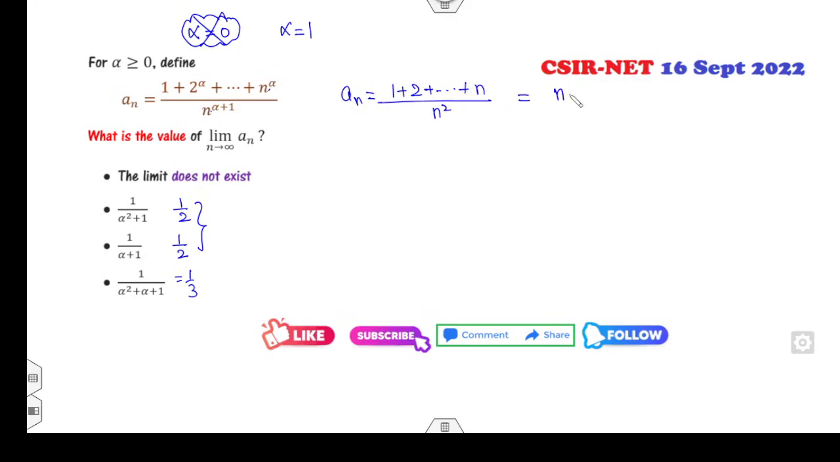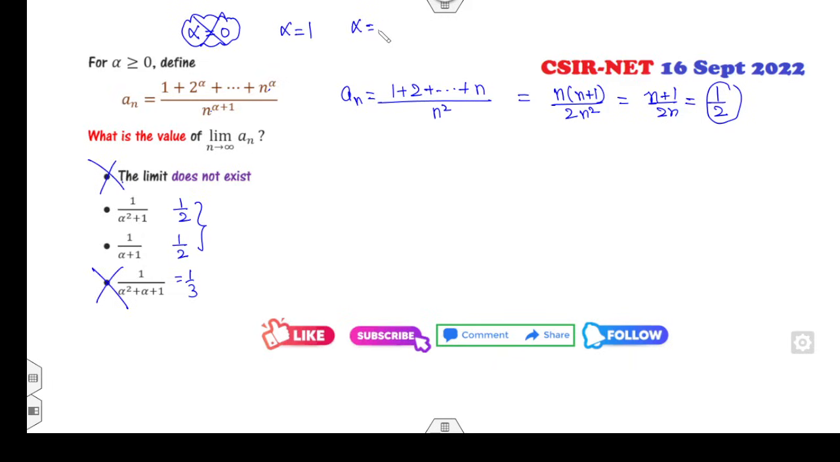In the numerator side, I can write (n plus 1) over 2 into n square. So what will the value be? n plus 1 over 2n. It goes to half. So that means options A and D are cancelled.